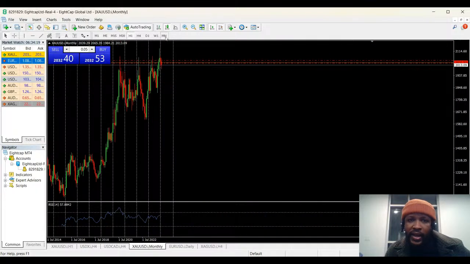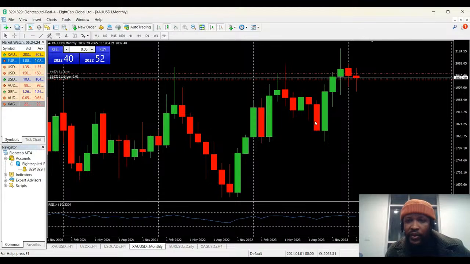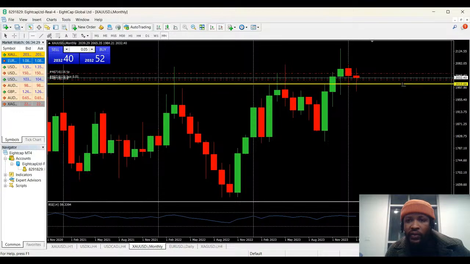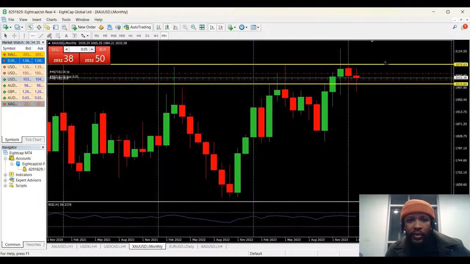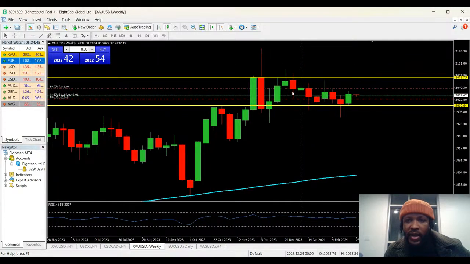So again, you go to the monthly time frame. Gold is bullish, as you guys can see. I'm not going to be doing much. I'm going to be adding my support levels right here. This is pretty much gold right now. So I'm not going to be doing too much in the monthly time frame. Straight to the weekly time frame, this is where we're at. We know for a fact that gold is bullish.